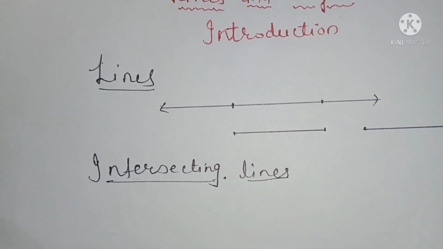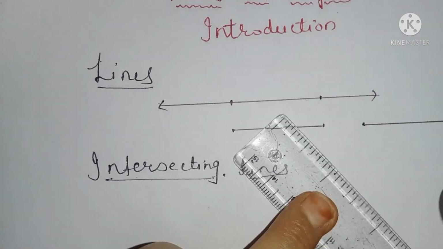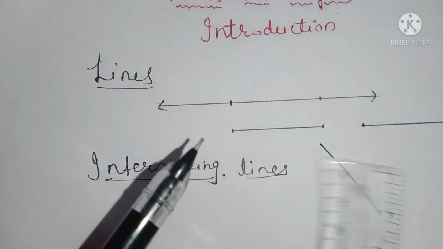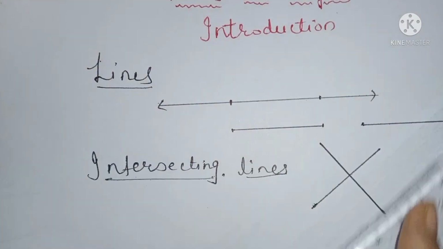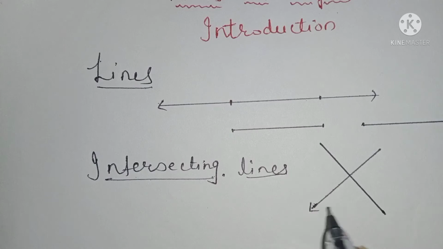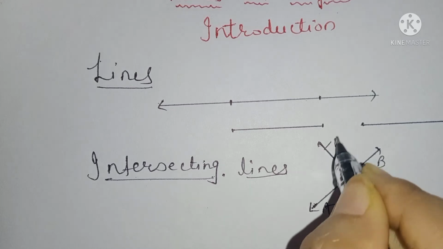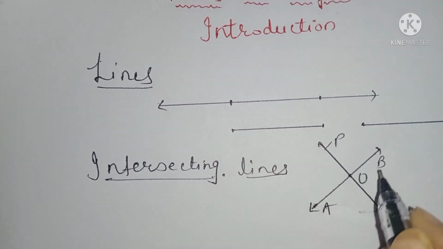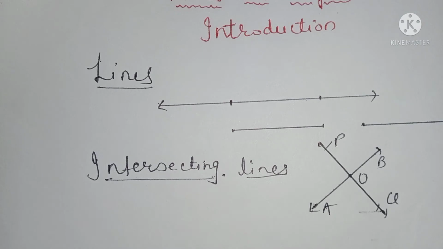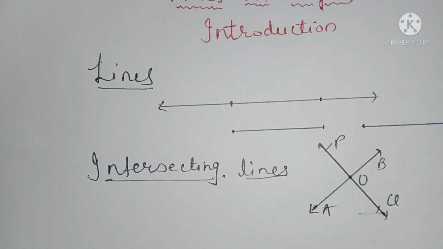Intersecting line. Suppose, let's see this. These two lines, this AB suppose, and this is PQ. They are intersecting at a point, say point O. So AB and PQ intersect at a point O. Such a line is known as an intersecting line. These are the types of line.